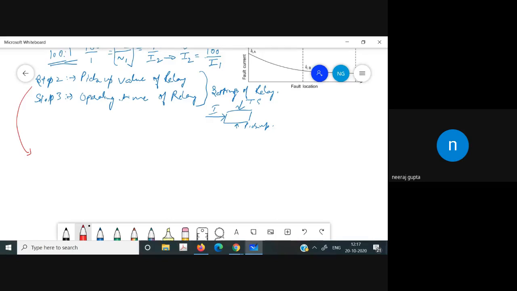Now, we decide the pickup value, that is the current value of the relay, taking into consideration the fact that the relay should allow the normal load as well as a certain degree of overload across it. That is, it can carry the normal load and a certain degree of overload.